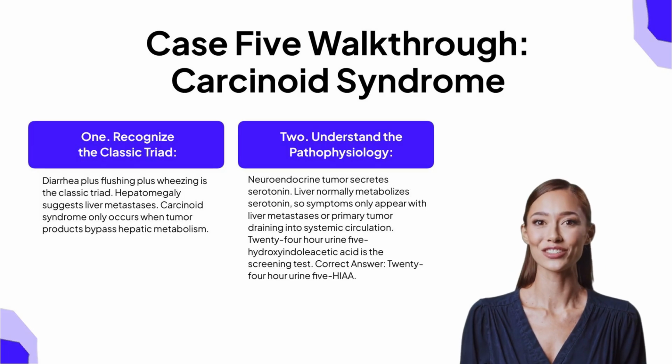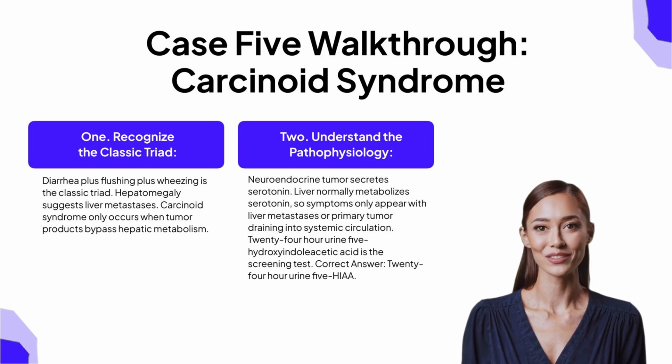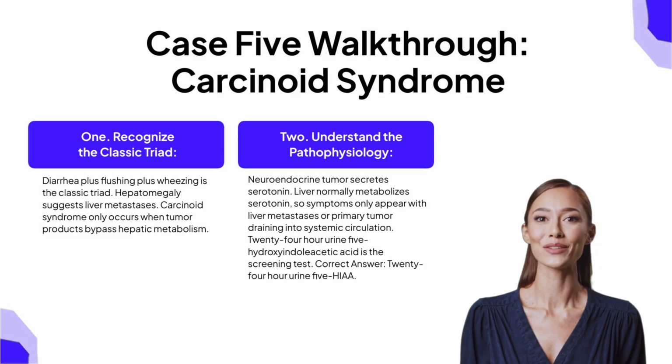The screening test is 24-hour urine for 5-hydroxyindoleacetic acid, which is the serotonin metabolite. That is your answer. For localization, you would then get imaging like CT or octreotide scan. And that wraps up our diarrhea question walkthrough.